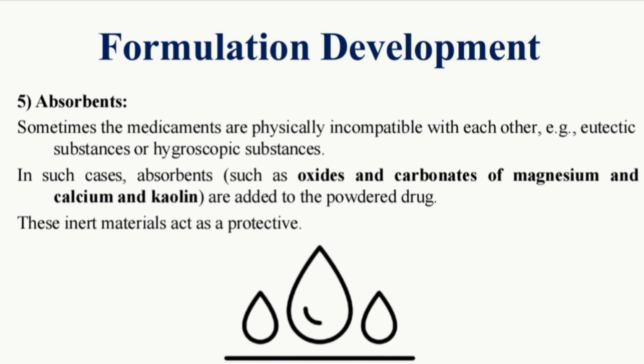Then absorbents are also there. Sometimes the medicaments are physically incompatible with each other, for example eutectic substances or hygroscopic substances. In such cases, absorbents such as oxides and carbonates of magnesium and calcium, and kaolin, are added to the powdered drug. Absorbents used here are oxides and carbonates of magnesium and calcium and kaolin. They are inert materials and also act as a protective.